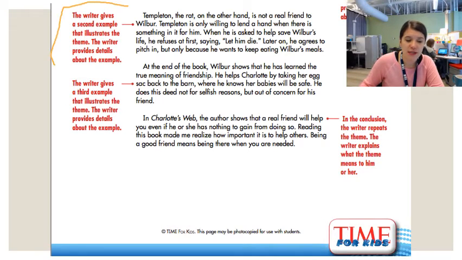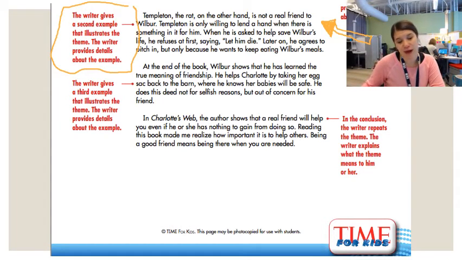What I love about this second body paragraph is that the writer gives a second example that illustrates the theme, but this particular example is a counter-argument, meaning it is the opposite of what the writer is trying to say in his or her thesis statement, and it shows that a counter-argument exists, but it only deepens the theme or the actual thinking that the writer is trying to prove here. So she says, Charlotte is a good friend, Templeton is not, and here's why.